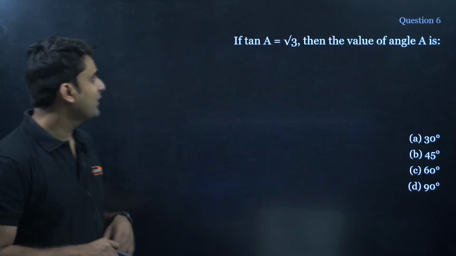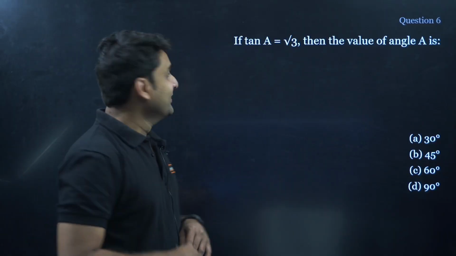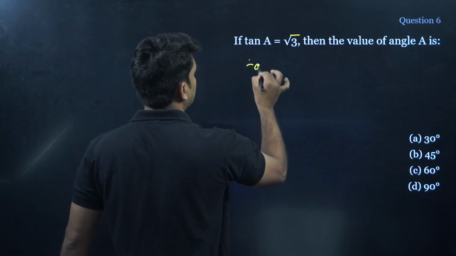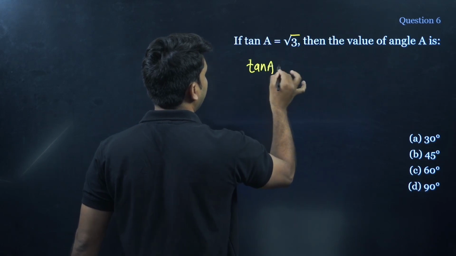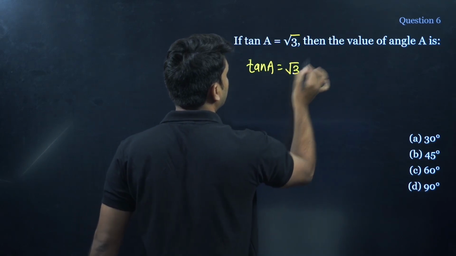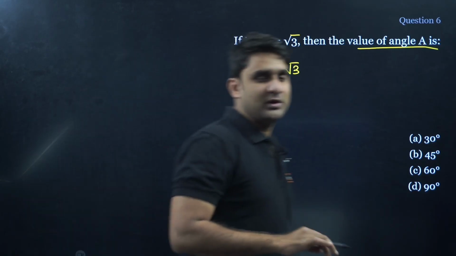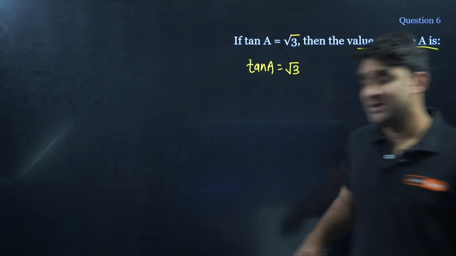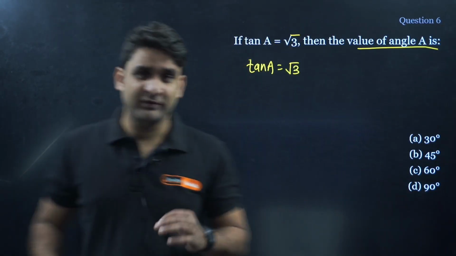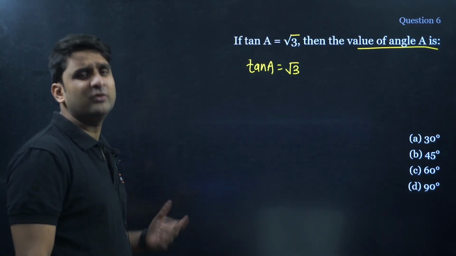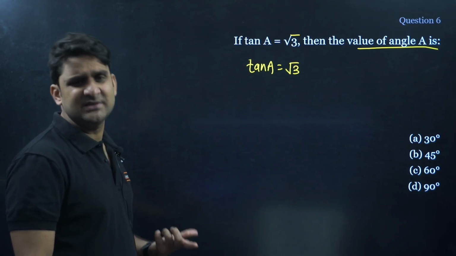Moving ahead. If tan A is equal to root 3, then what will be the value of angle A? This is the question. Very easy. Or what should A be so that the value will be root 3? Obviously 60 degrees.